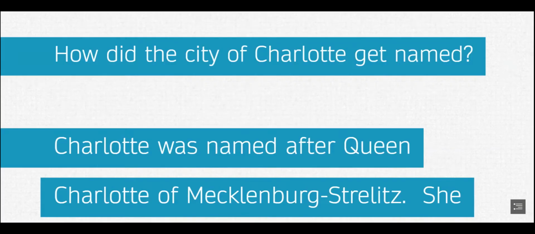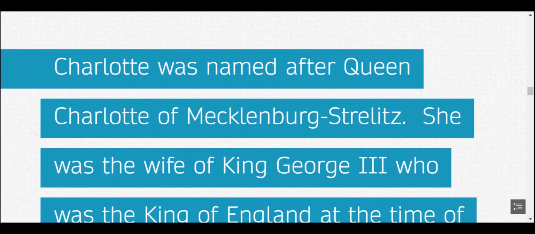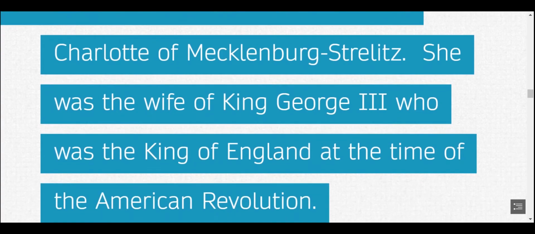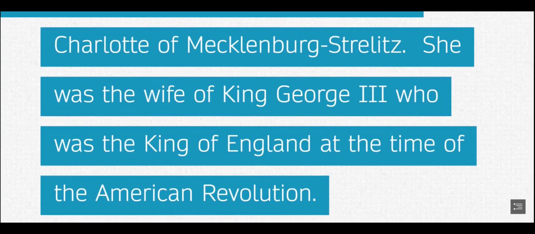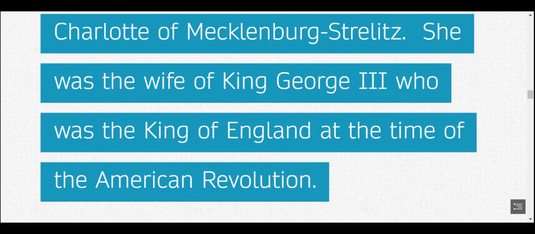How did the city of Charlotte get named? Charlotte was named after Queen Charlotte of Mecklenburg-Strelitz. She was the wife of King George III, who was King of England at the time of the American Revolution. Well, when Charlotte was being formed as a town, the people who were in charge and organizing the town decided to name it Charlotte to kind of stay in the king's good graces.